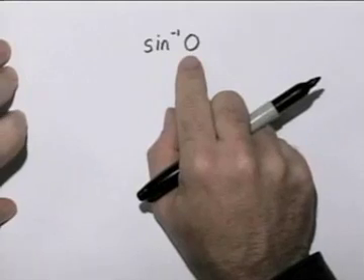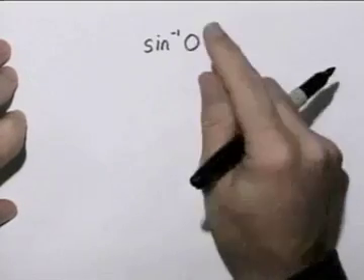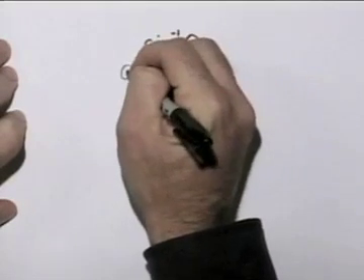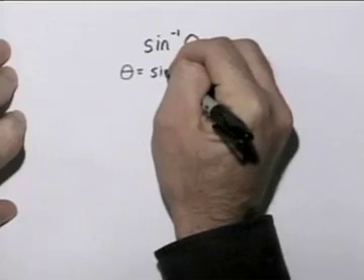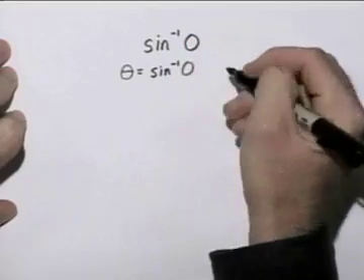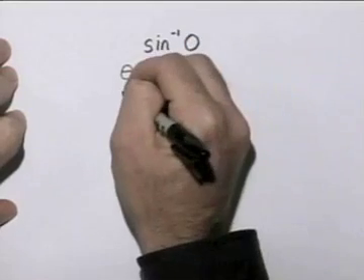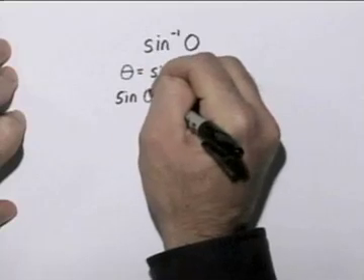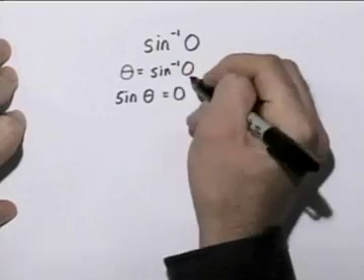Now, let's look at the inverse sine of 0. What this means is we want to know some angle theta that equals the inverse sine of 0. Put another way, the sine of what angle theta equals 0?